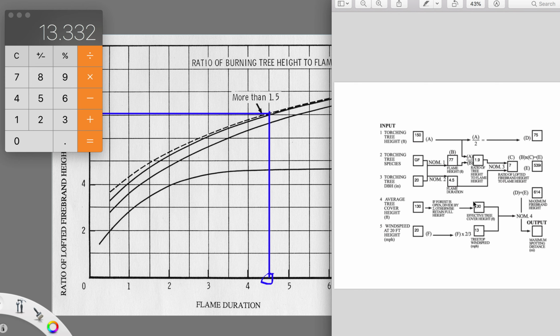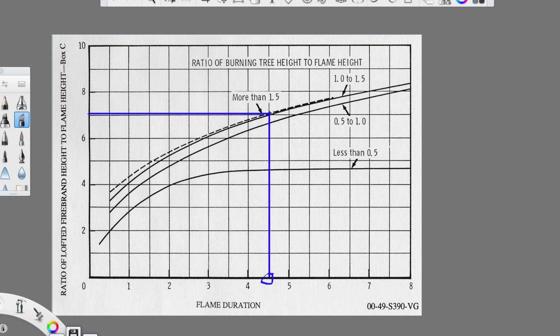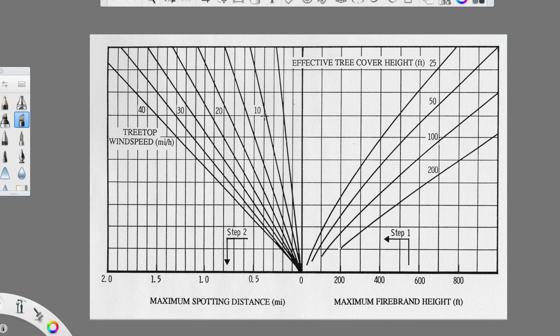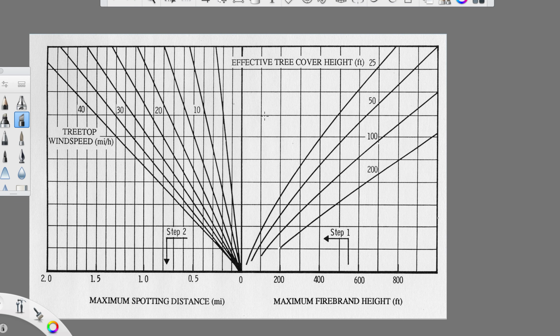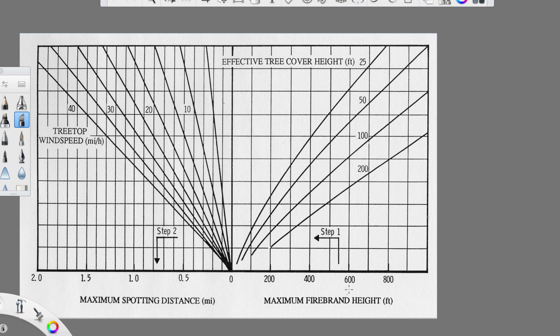All right, so now the effective tree height and the wind that's going to carry our firebrand that can loft up to 614 feet, we want to see how far away it as the maximum it can spot. And that's going to be within the fourth and last nomogram. This one takes the maximum firebrand height, which is 614. So it's probably around in here somewhere. And then the effective tree cover height, which is 130.